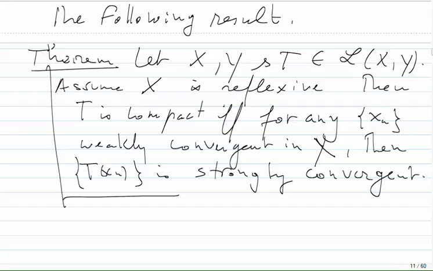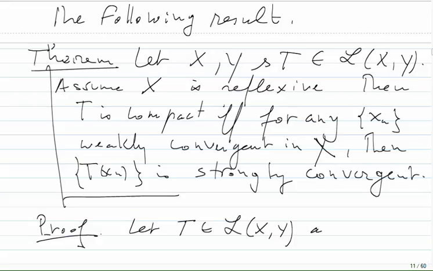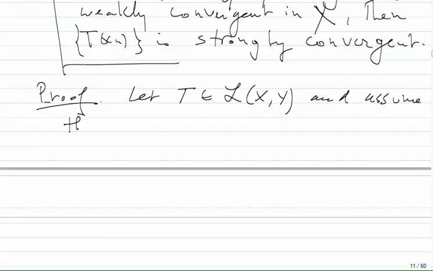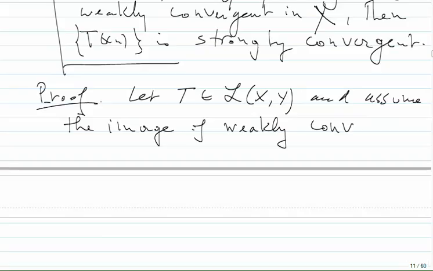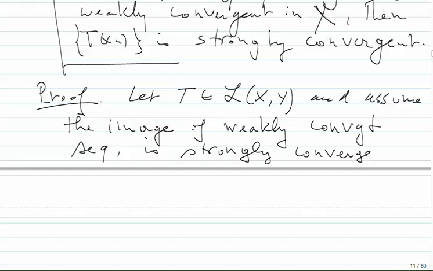Okay. Proof. So let T belong to L(X, Y) and assume that the image of weakly convergent sequences is strongly convergent. So the image of a weakly convergent sequence is strongly convergent. So now let us prove that T is compact.